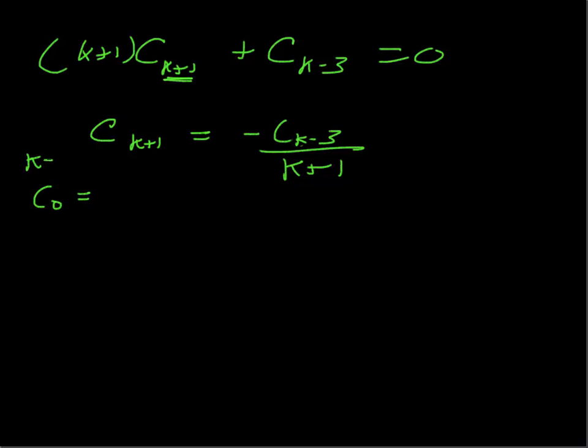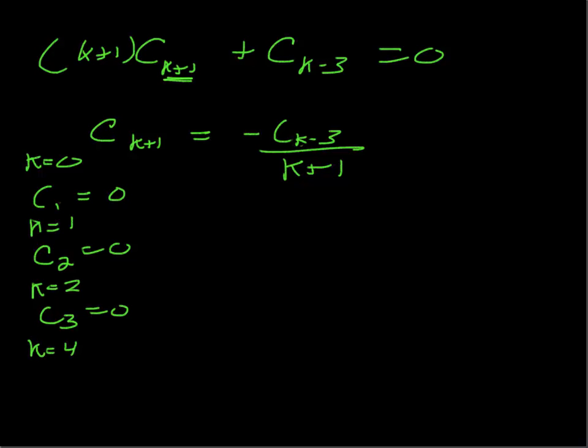When k is equal to, well, notice when k is equal to 0, that's c1. So we don't know c0. Okay, but we do know c1 because we've already done it on the previous page. c1 is 0. When k equals 1, that's c2. That's already 0. When k is equal to 2, that is c3, and that's already equal to 0. That's already given.